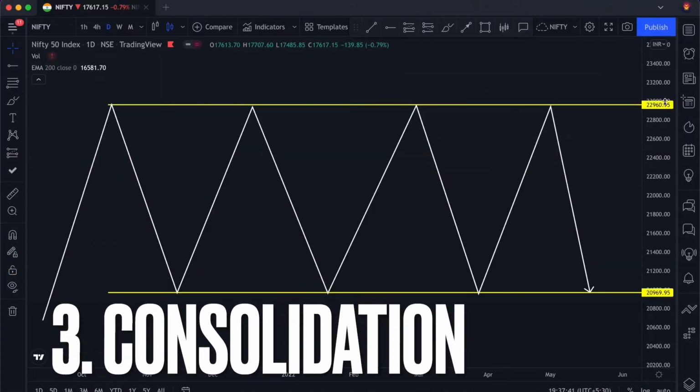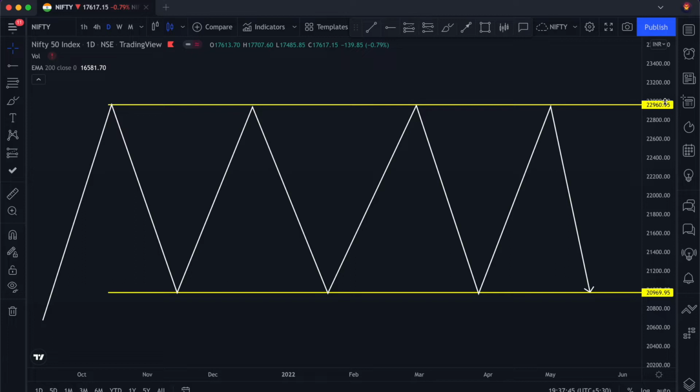Finally, let's talk about consolidation now. Consolidation happens when the price is stuck between two zones without any real progression, either to the upside or to the downside. Let me show you how. As you can see, the price is stuck between these two zones over here and is failing to break both the downside and the upside as well.